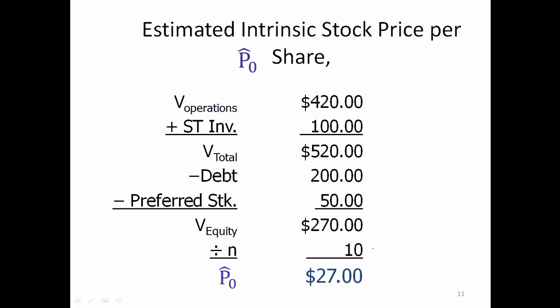We can then estimate the intrinsic stock price per share. Remember from the last slide, the total value of common equity is 270, and then there are 10 million shares. So 270 divided by 10, then for each stock, the intrinsic value is 27.